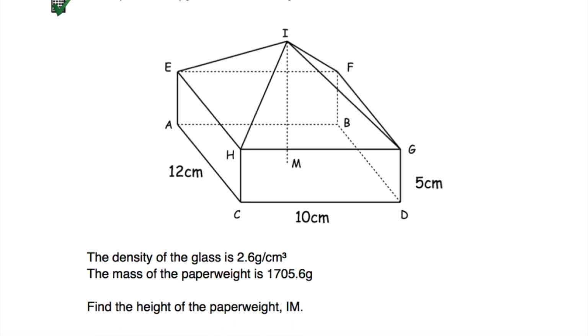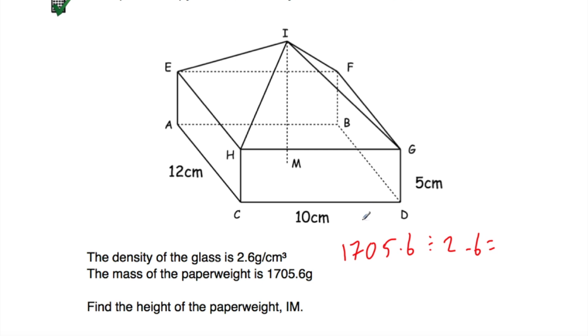And the question says, find the height of the paperweight, IM. So we want to find this height, IM. Okay, so first of all, let's find the volume of the paperweight, because we know the mass of the whole paperweight, which is 1005.6 grams, and we know the density, which is 2.6 grams. Now we know every single centimeter cubed has got a mass of 2.6 grams, so if we divide by 2.6, that'll tell us the volume of this paperweight.